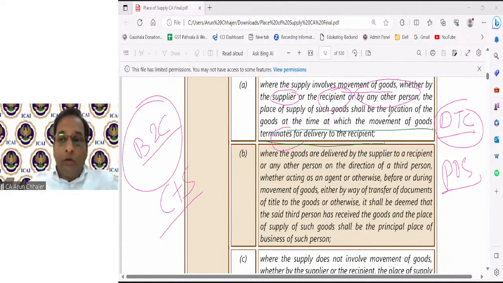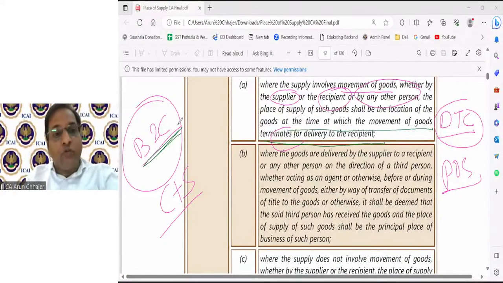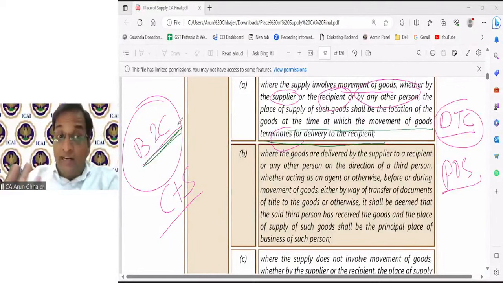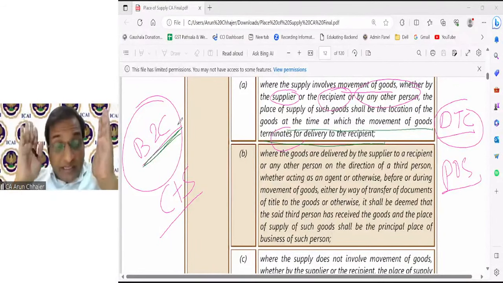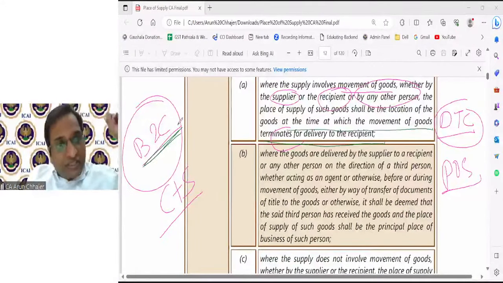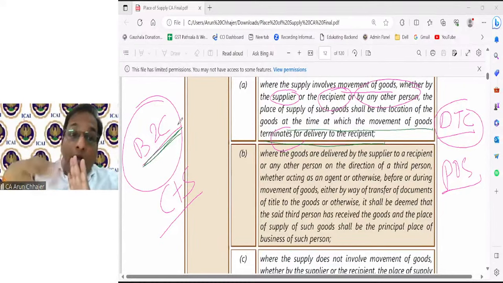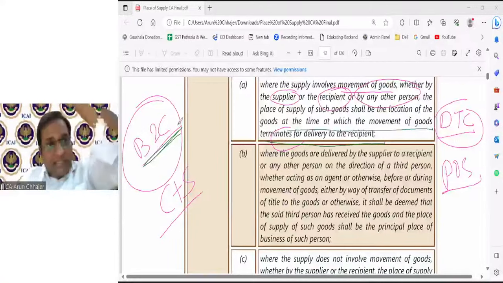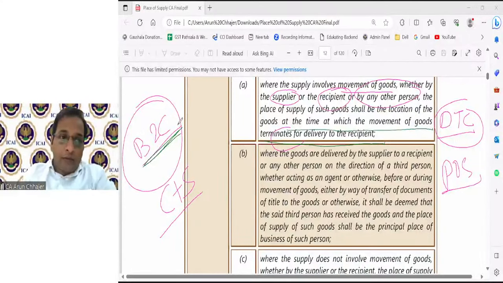the recipient's location, but now B2C was creating the problem, for which there is an amendment which you will discuss in the amendment class. There is a new subsection inserted, which you will discuss in the amendment. I'm not talking about the amendment right now because the classes which I'm conducting are in October, but I am taking the updation till April. Probably there would be a lot of amendments which will be applicable, so all the changes would be taken in the statutory update part.